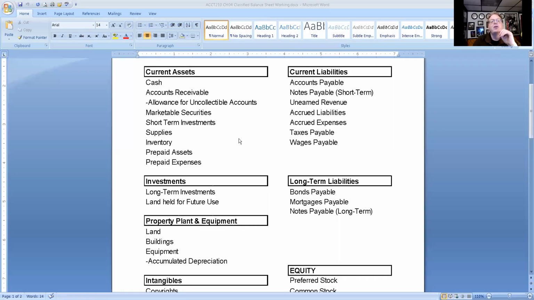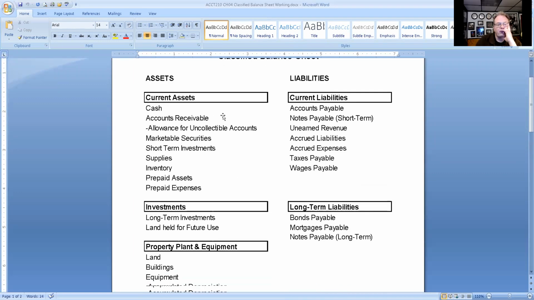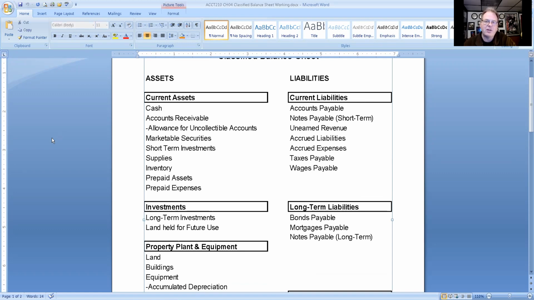Okay, so here are the different types of assets that we have. And we group them according to if they have similar characteristics. Now we have current assets and current liabilities. These are all things that are going to be either paid for or turned into cash or used within 1 year.